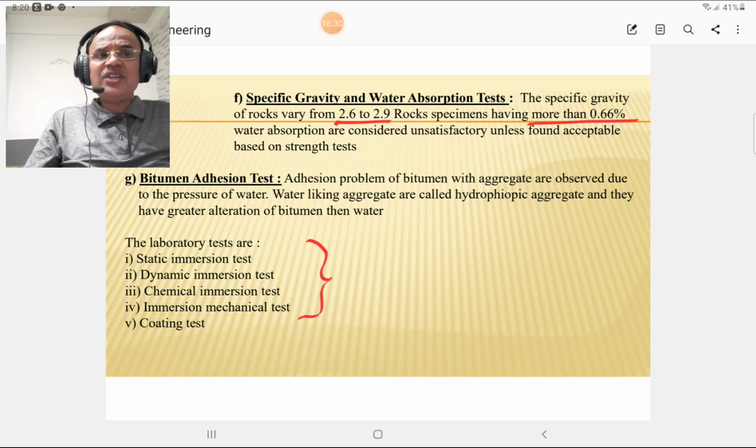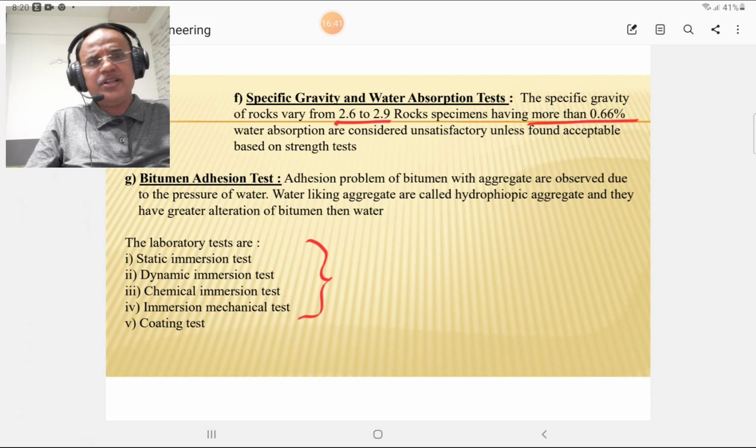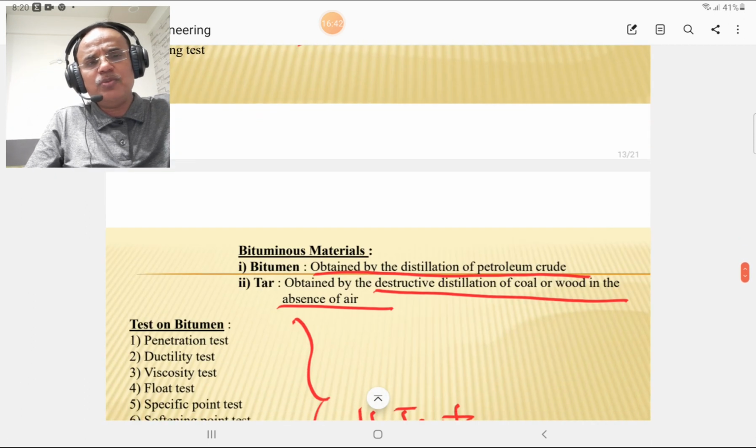Bitumen adhesion tests conducted in the laboratory are the static immersion test, dynamic immersion test, chemical immersion test, mechanical immersion test, and coating test. You must remember these tests for bitumen adhesion.